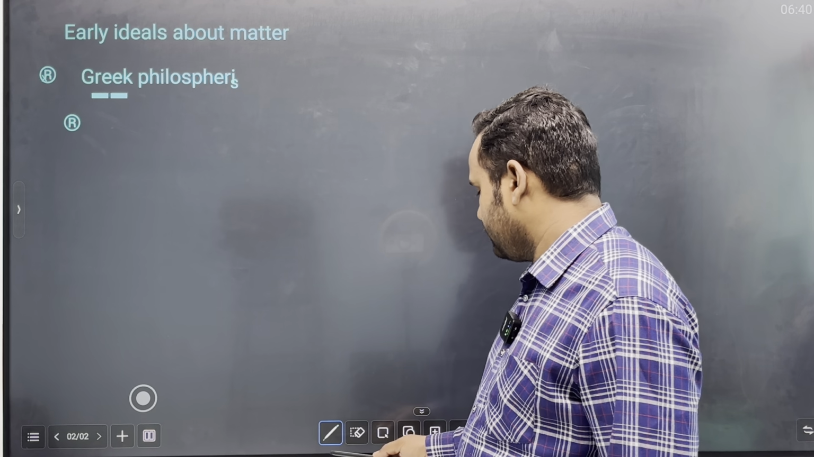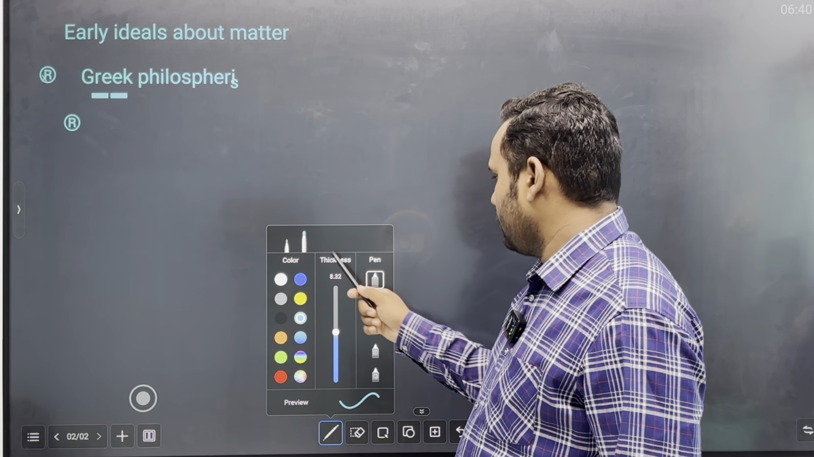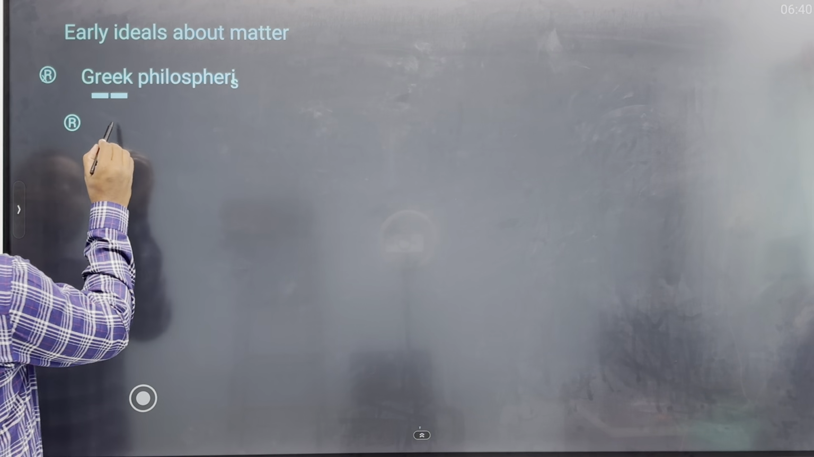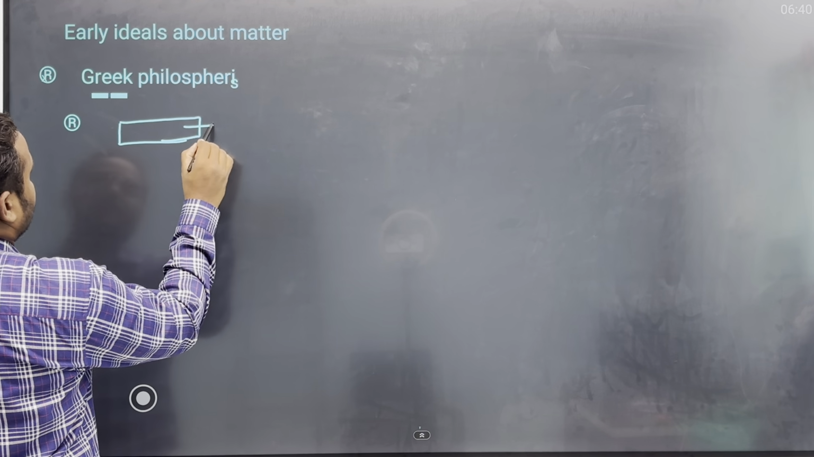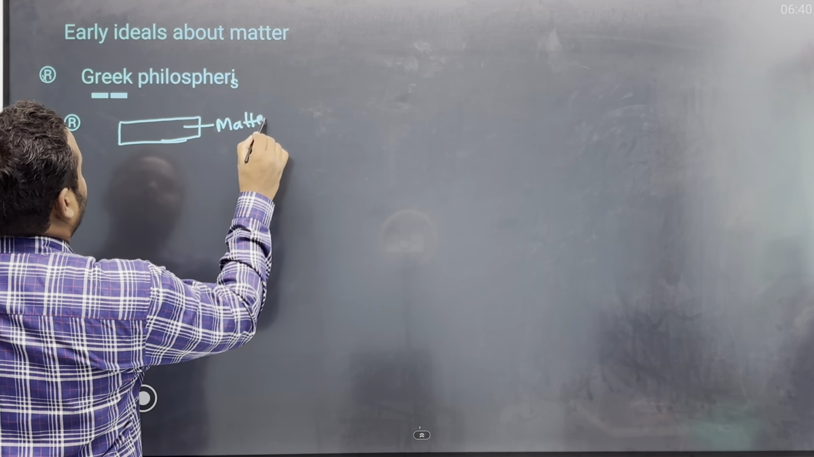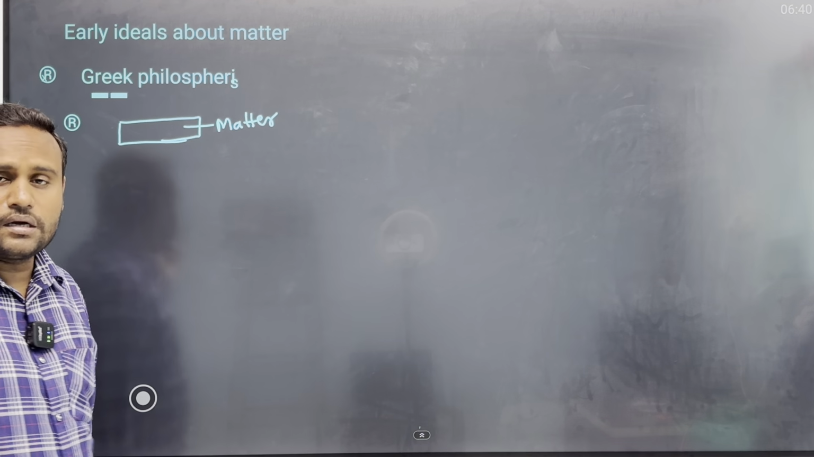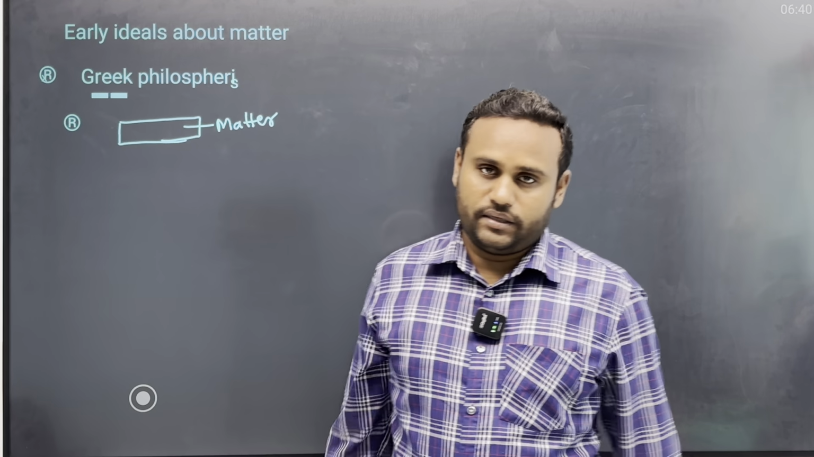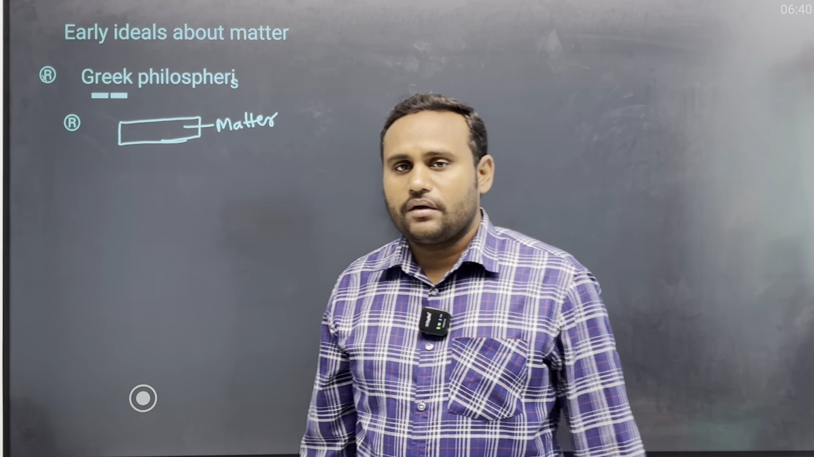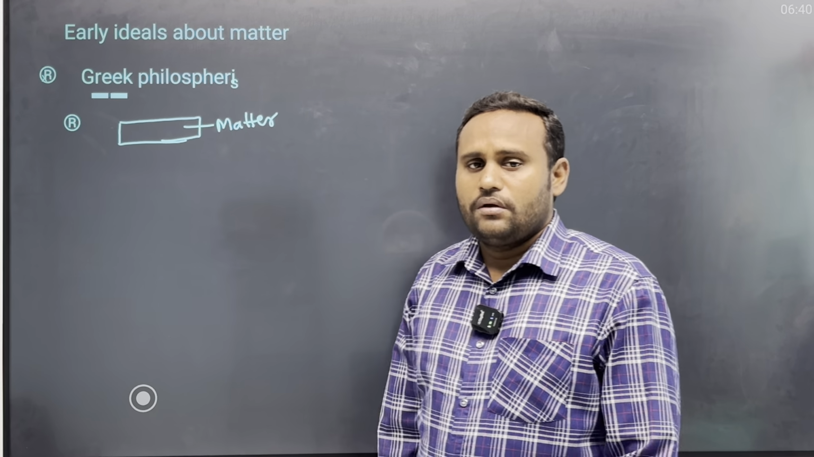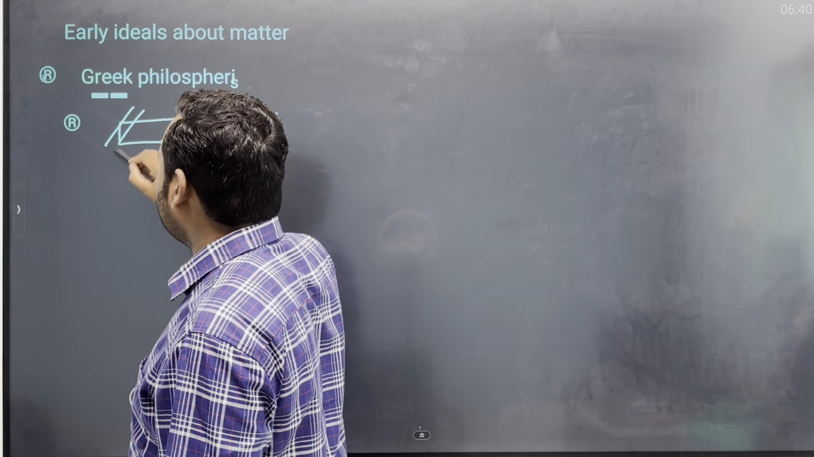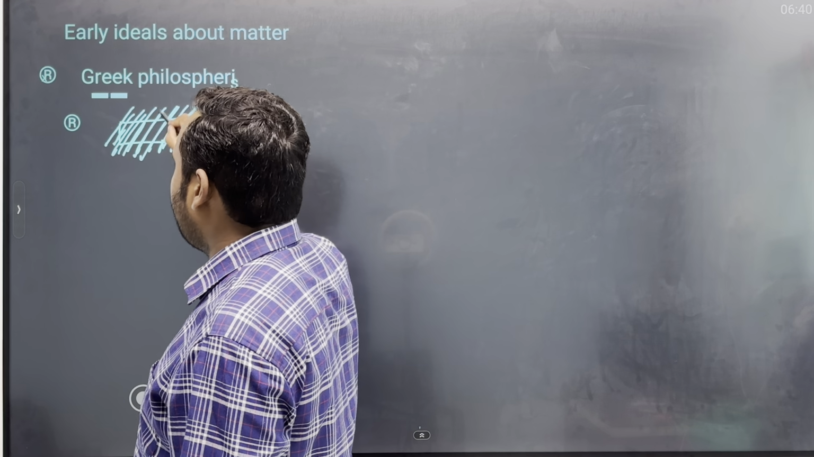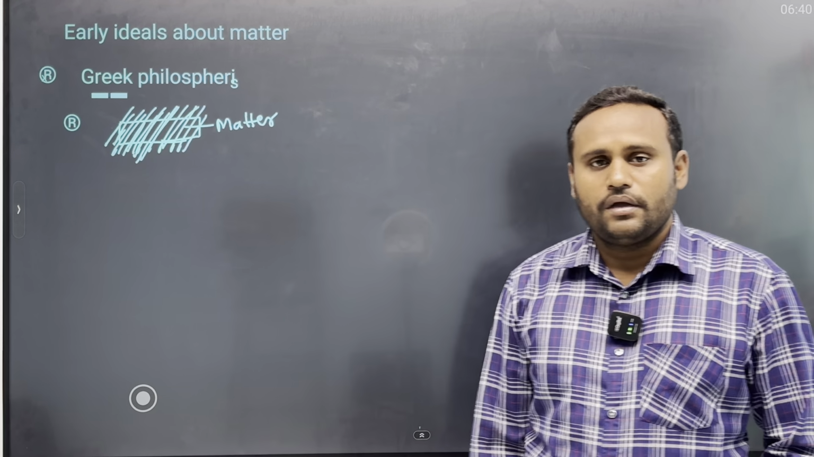So they took some matter and divided it continuously with the help of sharp knives. Say, for example, let us consider this as the matter. Why did they divide the matter continuously? To know what matter actually contains. So how did they divide this matter? By using very sharp knives.